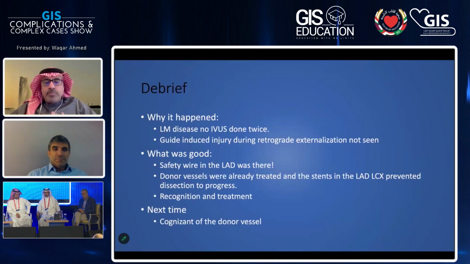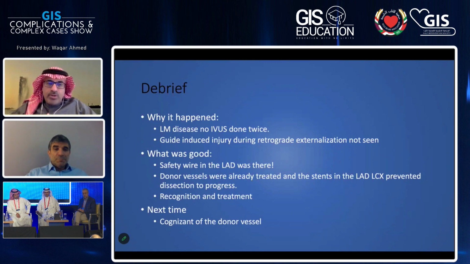And you have to debrief your team and yourself. Why did this happen? Well, I know there is no left main disease. This patient had IVUS done twice. When I did the LAD and the circumflex, we went through the left main, there was no disease there. So it was most likely a guide-induced injury during retrograde externalization that we did not pay attention to, because while we're doing the retrograde externalization, the antegrade guide can get sucked into the donor vessel, and that may have happened and we didn't notice it.